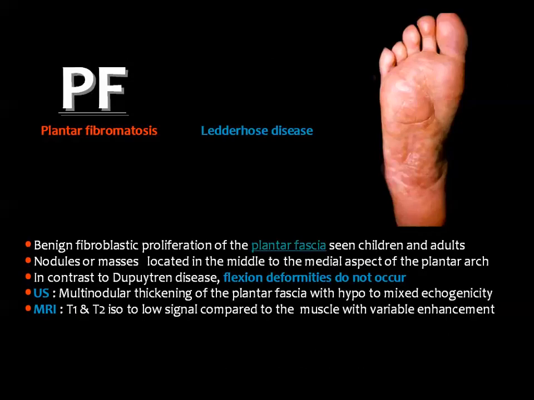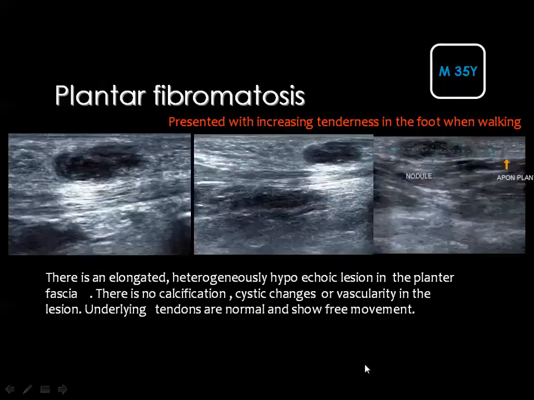The second is the plantar fibromatosis, which is present in the plantar fascia, and it appears as nodules and masses located in the middle to the medial aspect of the plantar arch. And this lesion does not cause flexion deformities in the foot. It will appear hypo to mixed echogenicity. By MRI, it will show low signal in the T1 and T2 and show variable enhancement.